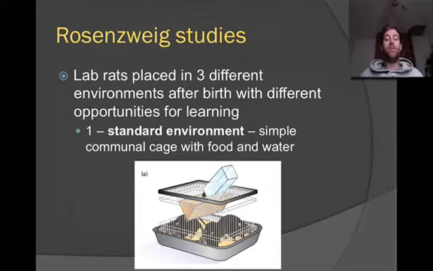How do we know some of this stuff? Well, Rosenzweig did a study with lab rats, where he basically got a whole bunch of little lab rats, which I found out the other day, the baby rats are called pups, which I thought was kind of cute. So a whole bunch of baby rats and put them in different types of environments. All right. So the first one was a standard environment, which was like a cage with a couple of rats in it and food and water.